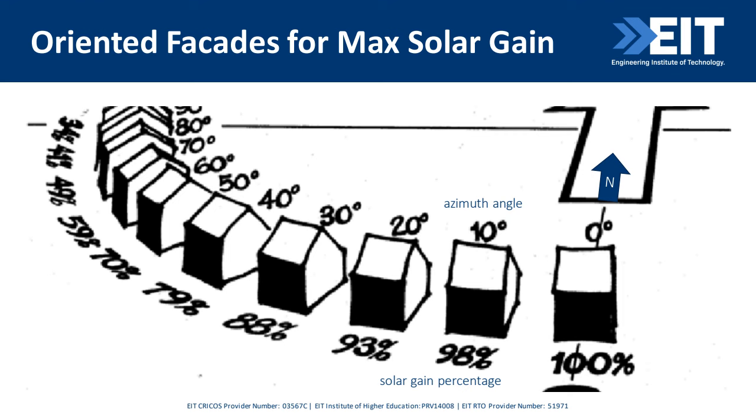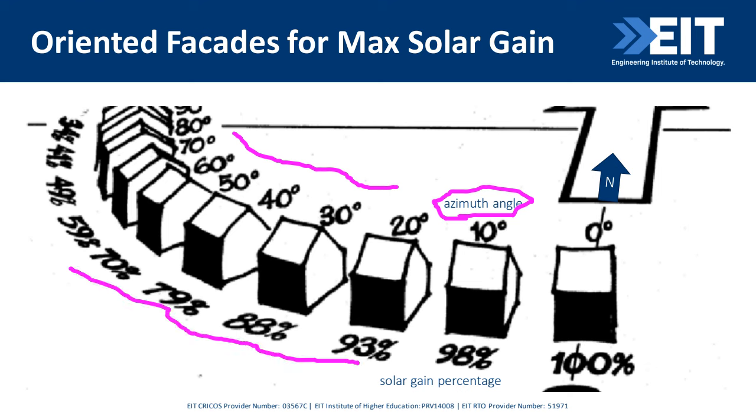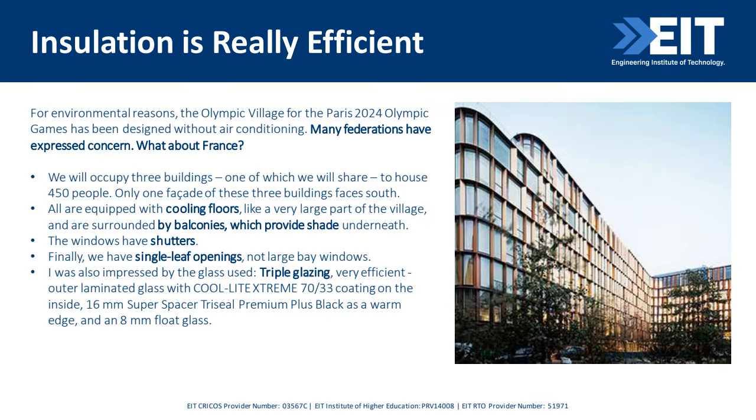But this is an example of orientated facades for maximum solar gain. So with the azimuth angle on the inside here, and on the outside here, we've got the solar gain percentage. As you can see, once we face north, then we sit at a solar gain percentage of 100%. And then there's the thing about the overhang, which, if you make that correct, will give you coolness in the summer, but it will allow the sun to come in during the winter.